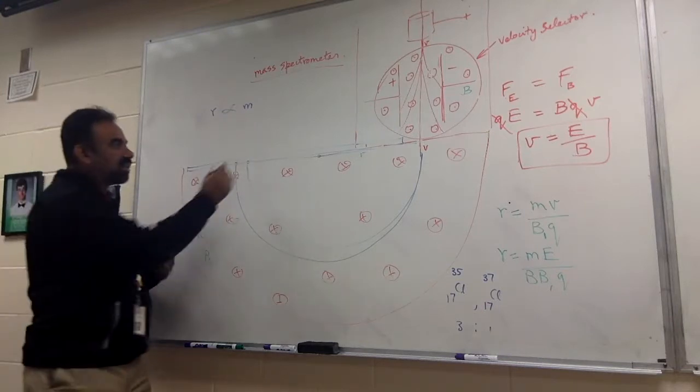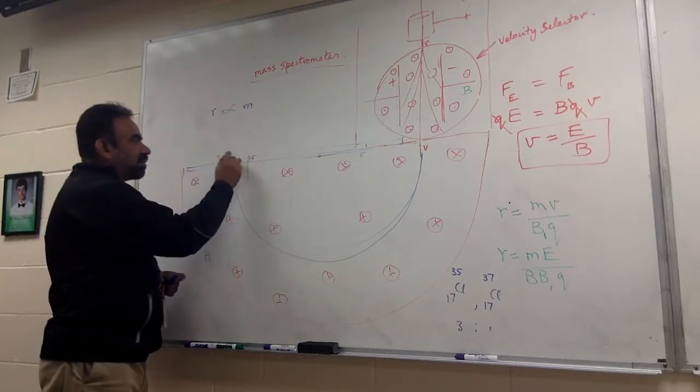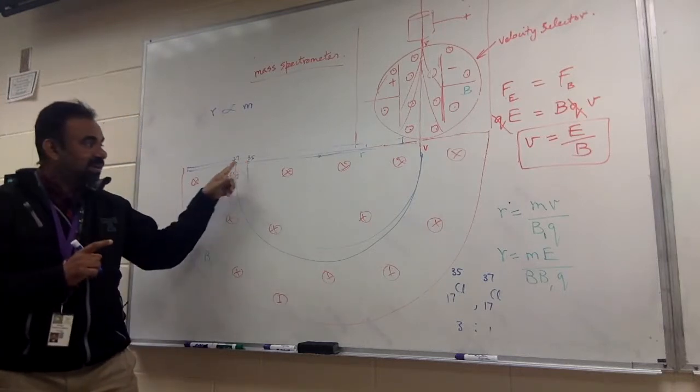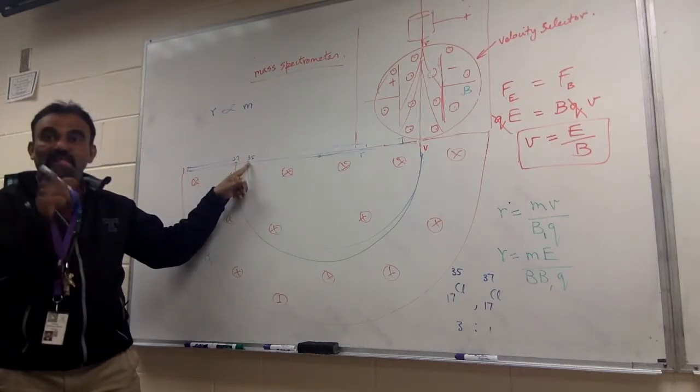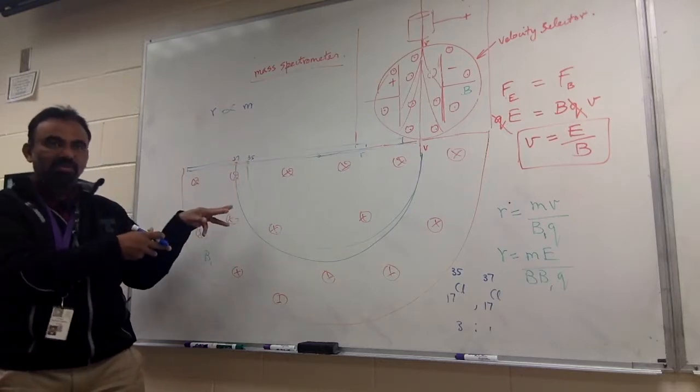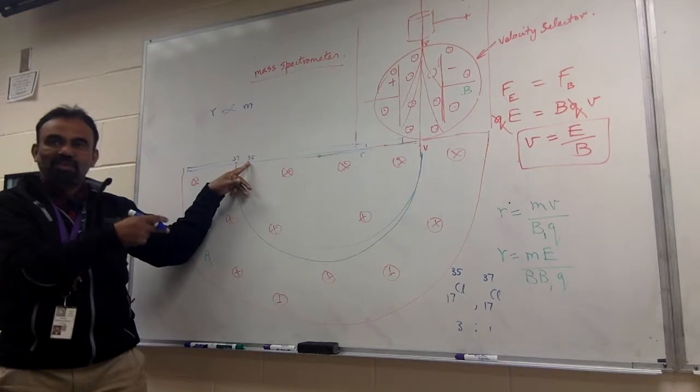Smaller mass. So the 35s are going to be here, and the 37 will land there. And you can actually see the relative brightness of this and this. This will be brighter than this one. Why? Because out of all of them coming through, you have more coming here versus here.